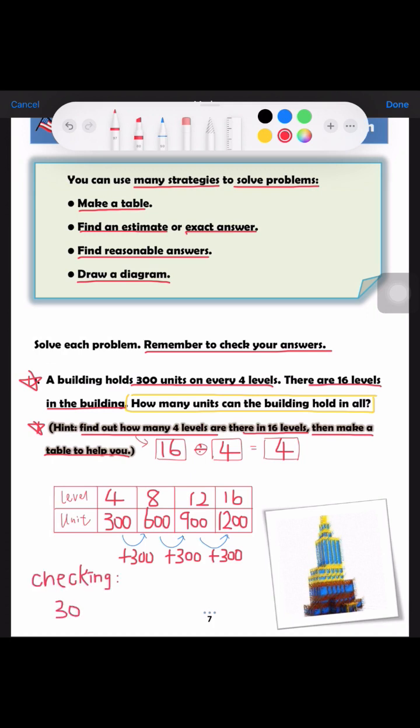Let's check the answer. So there are 300 units in 4 levels. So there are 4 groups of 4 levels in 16 levels. So 300 times 4 equals 1,200. So the answer is the same.